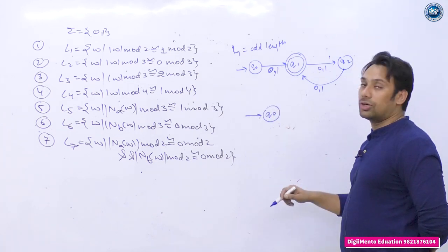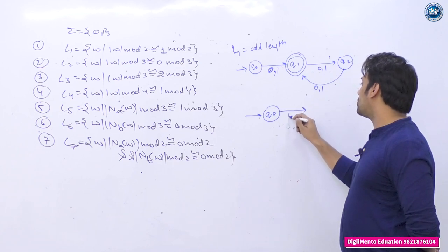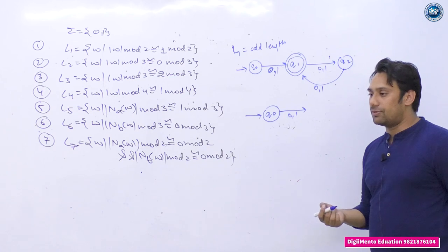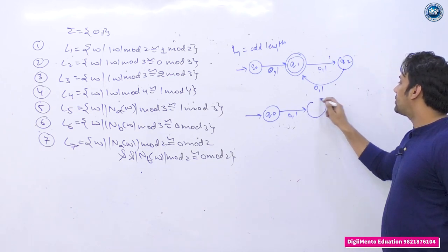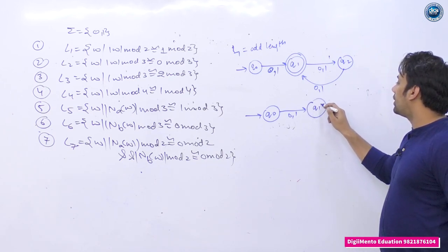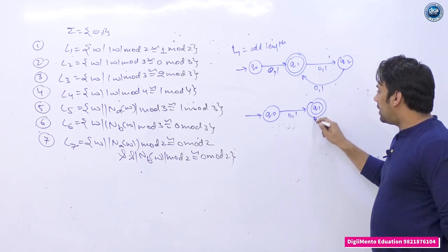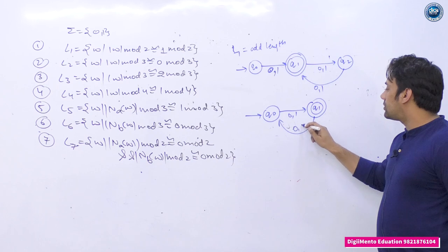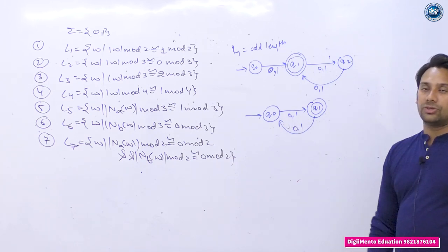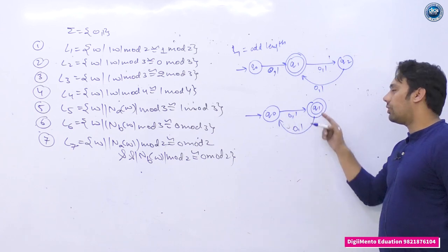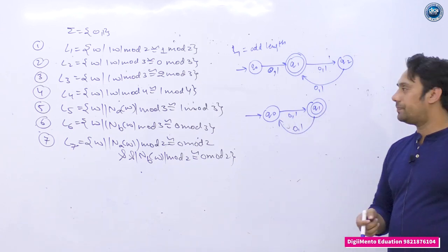If you are at a state Q0, if you see a symbol 0 or if you see a symbol 1, in that case, you can go to the state Q1 and you are going to make it a final state. And then again, if you see a symbol 0 or a symbol 1, you'll go to the state Q0 again, because then again it will become an even length string. So whenever you have an odd length string, you'll always end up at the state Q1.